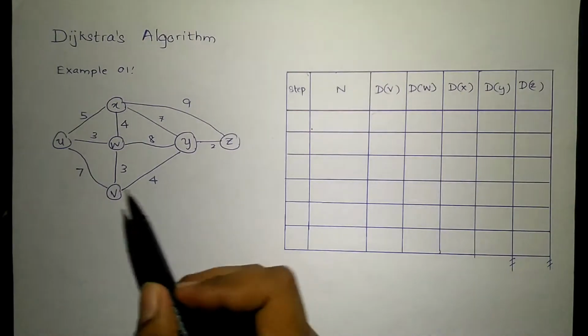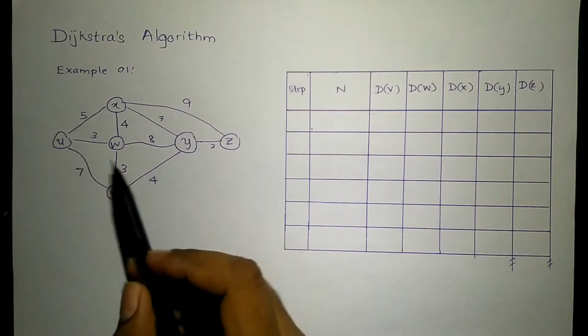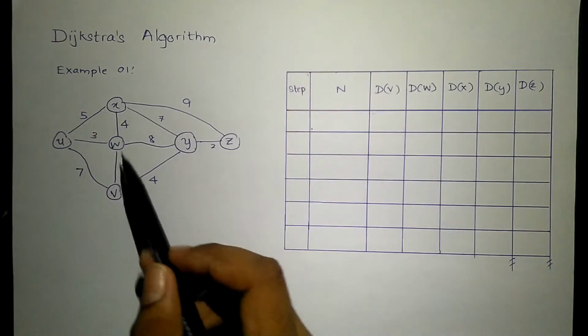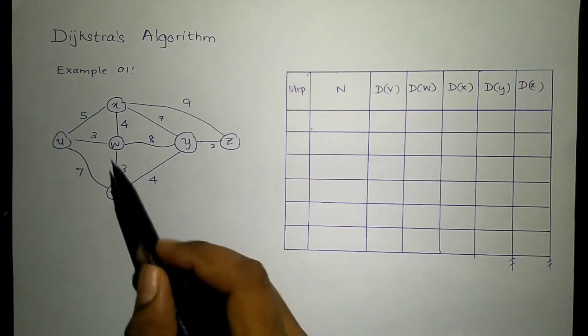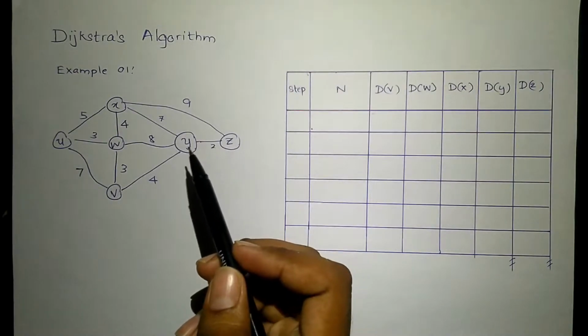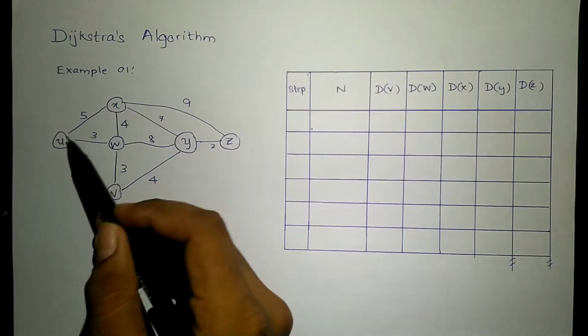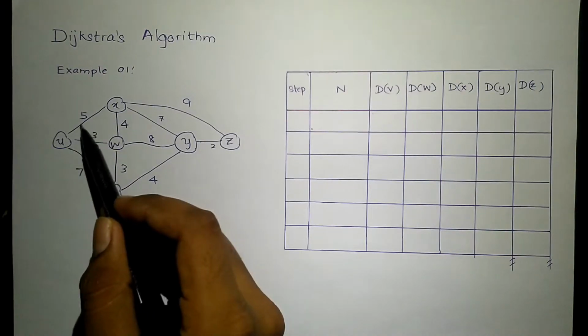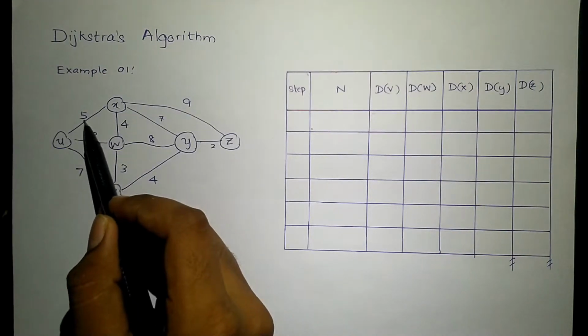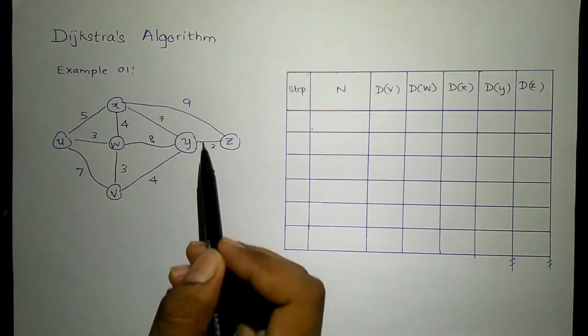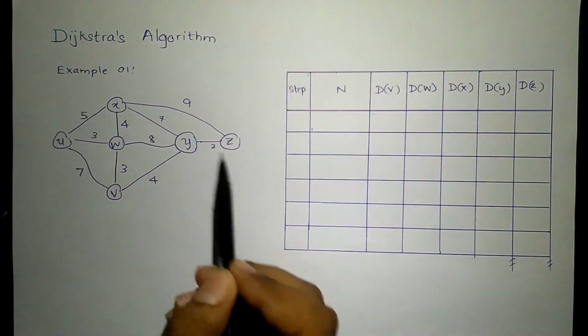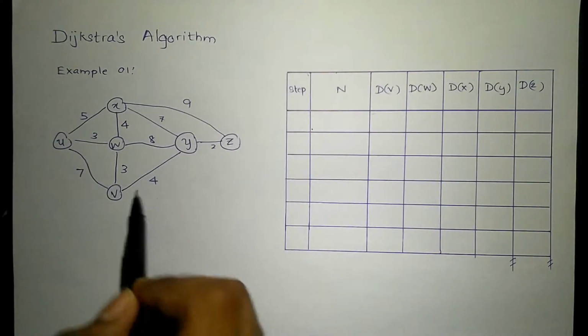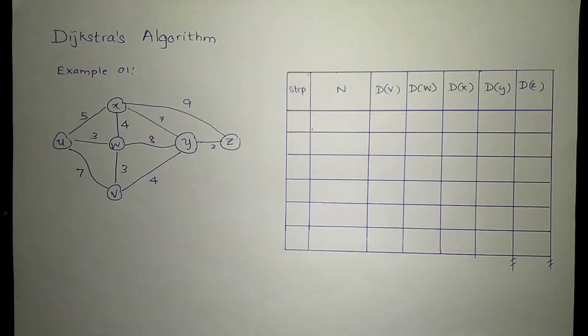As you see, here the example is given. Here there are some points U, X, V, W, Y, Z. The distance between 2 points, or the cost, is given here as 5 and here 3. Likewise there are numbers representing the cost or distance of those 2 nodes. So we need to get the best route for the data to be transmitted.